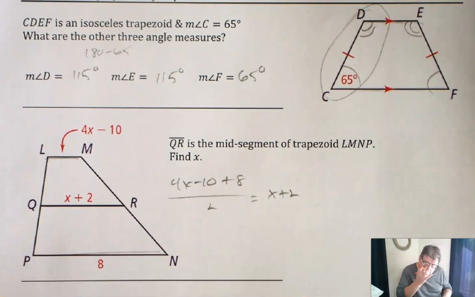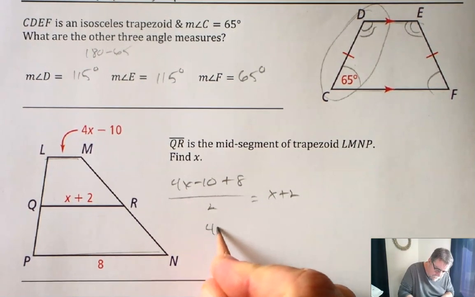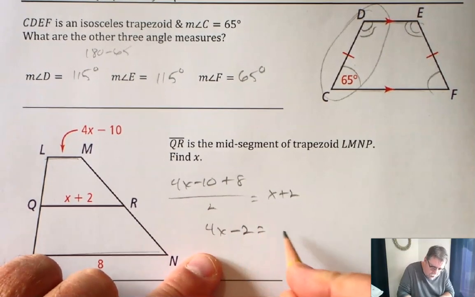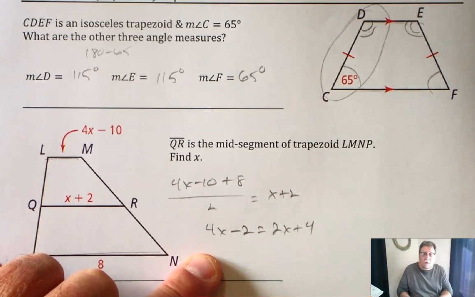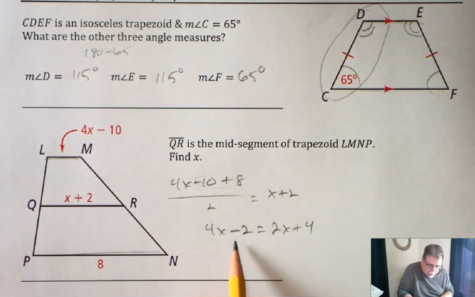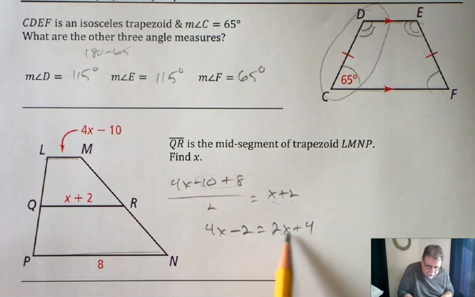So I could do it a couple of ways. Why don't I just go ahead and multiply both sides by 2? That'll give me 4x, and I'll combine that at the same time, minus 2 equals 2x plus 4. So I just did two things. I combined those to give me my 4x minus 2, and I multiplied this side by 2. Both of those I distributed.